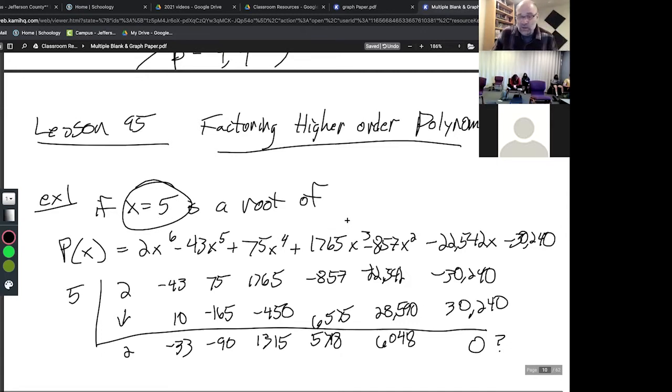So that means one of the factors is x minus 5. And what's the other factor? Well, this one: 2x to the 5th minus 33x to the 4th minus 90x cubed plus 1315x squared, and so on. So we factored out an x minus 5, and then you can keep going. There's another example where it's not true, but let's move on to example 2.